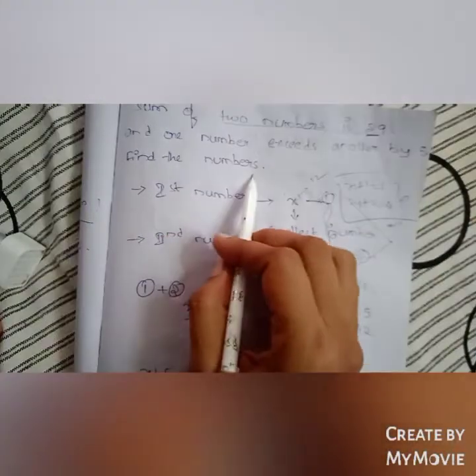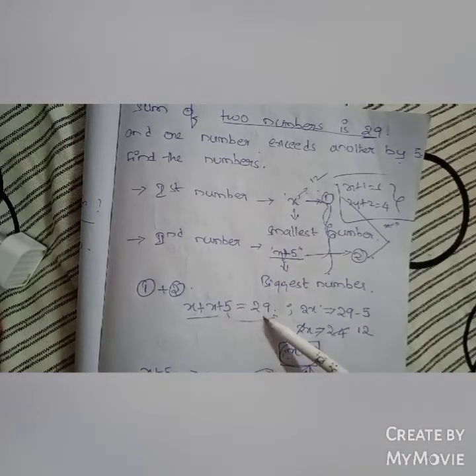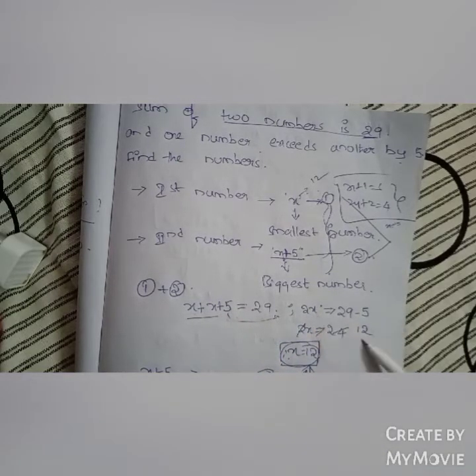Now we need to find the numbers. The given question says that the sum of two numbers is 29, which means we need to add these two numbers. Adding x plus x plus 5 gives 29. So x plus x is 2x, and shifting the plus 5 to the right side it becomes minus 5. 2x is equal to 24, where the x value is 12.